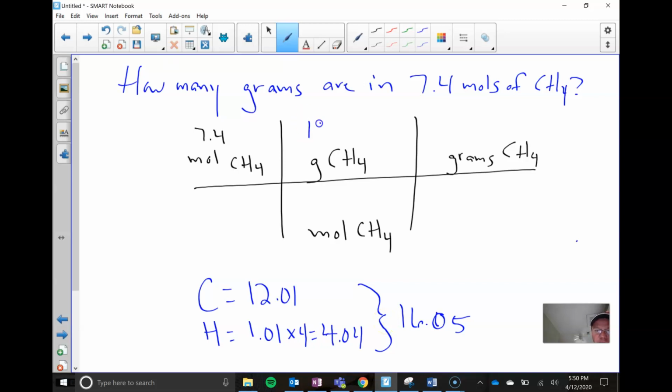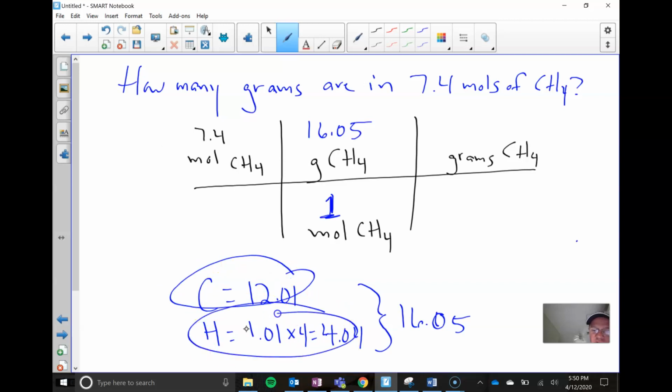So 16.05. Now, this is for 1 mole of CH4. Anytime you're dealing with molar mass like this, it is always for 1 mole of that substance. 1 mole of that substance. 1 mole of methane, CH4, contains 1 carbon and 4 hydrogens for a total of 16.05 grams.